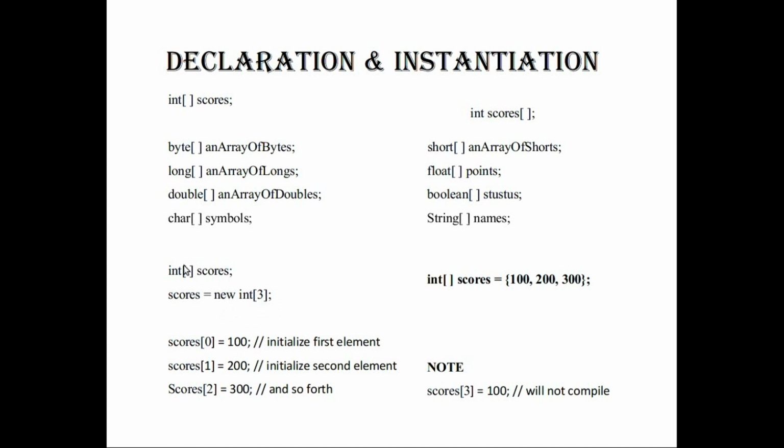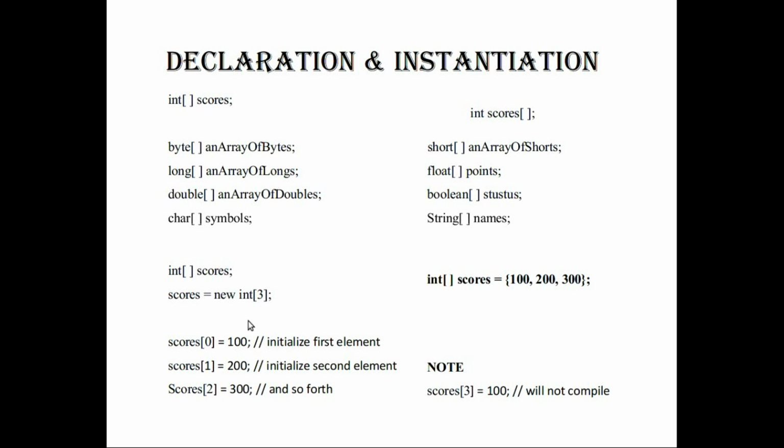You could still do all of this in the same line by saying int square bracket scores is equal to new int 3, and it's going to work fine. Same thing the way we could declare and initialize a normal variable on the same line. So we can declare and instantiate an array on the same line as well.